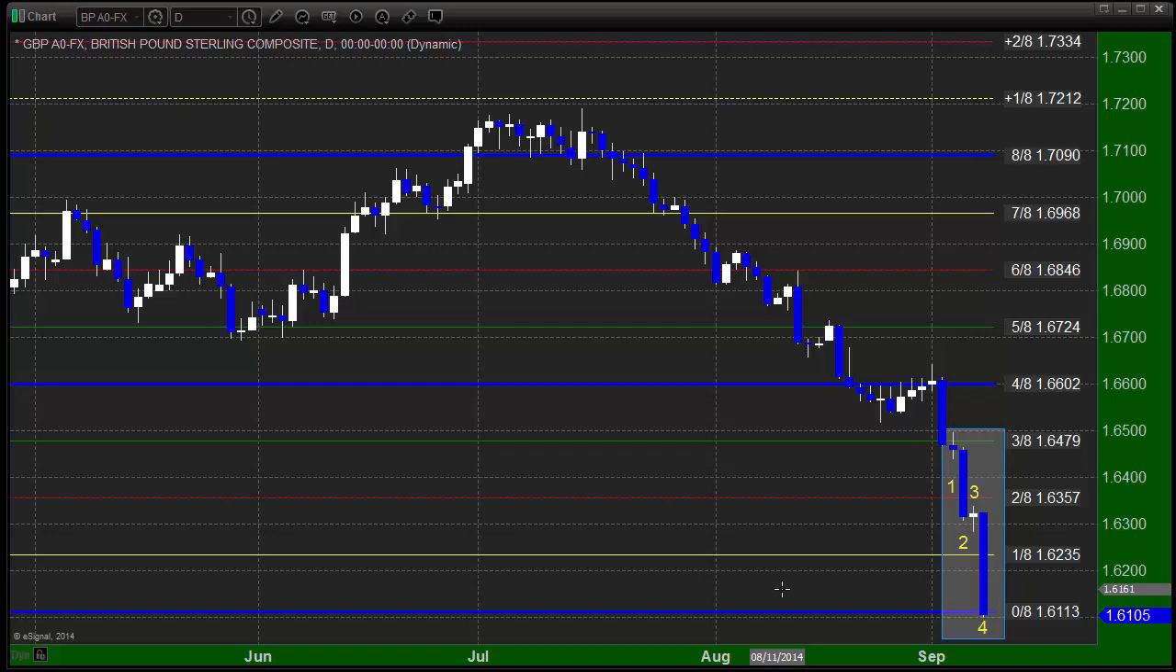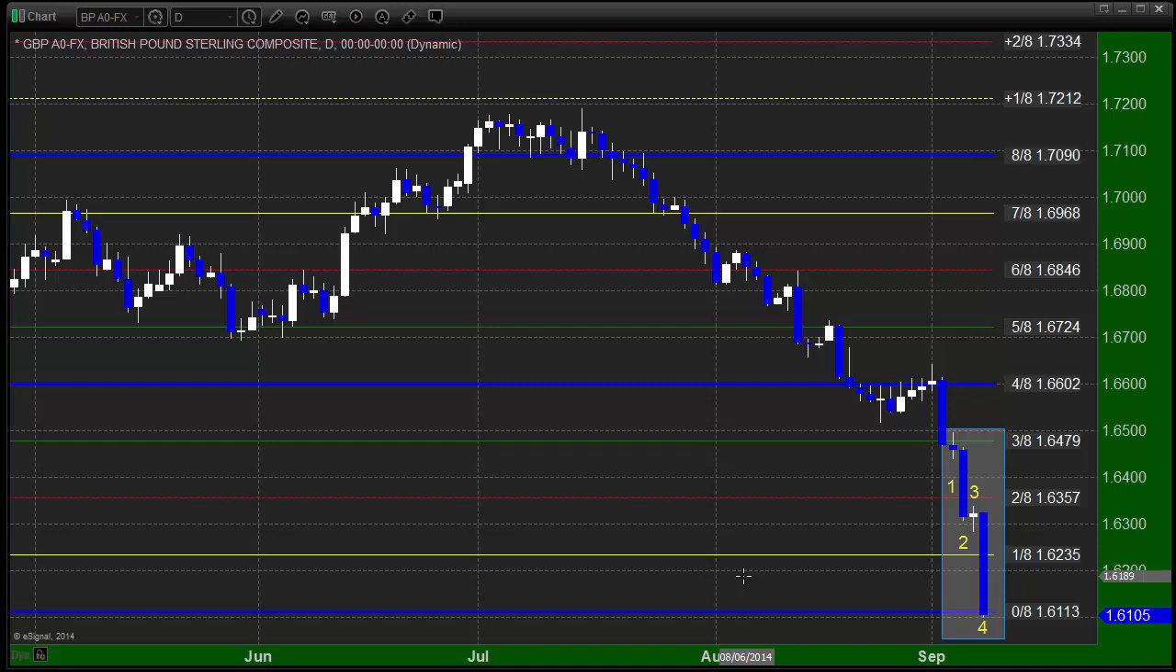in 5 candles, in 5 trading days. We've dropped from the 4/8 level all the way down to the 0/8 level. So that is a very extended move. We don't see this all that often in Forex, and when it does, it's certainly notable. But what we're winding up with after that move is we're settling down at a very important level at that 0/8 level. We have that 4-bar pattern in place, which is a very strong reversal indication.